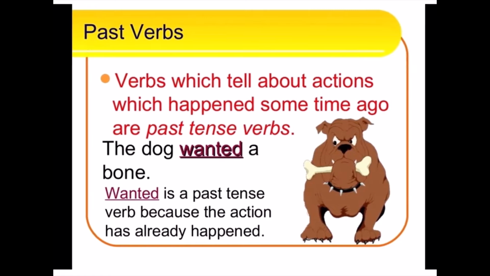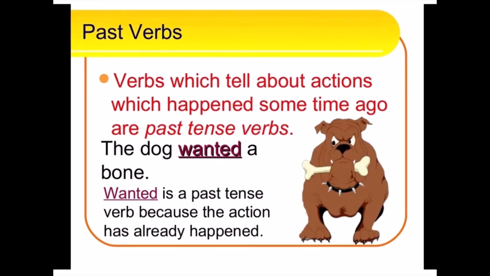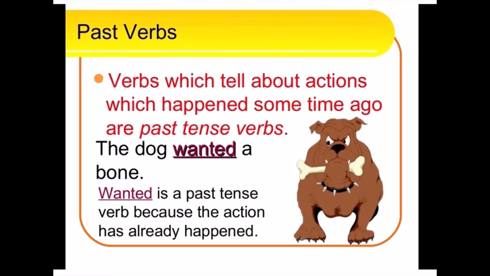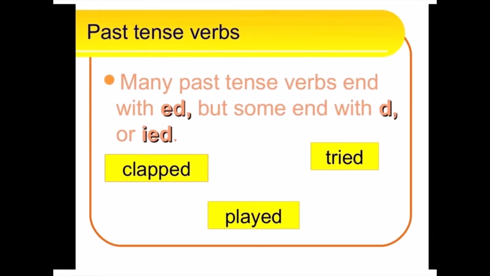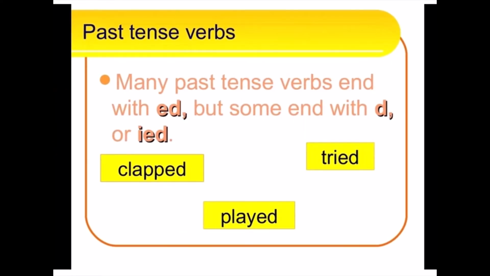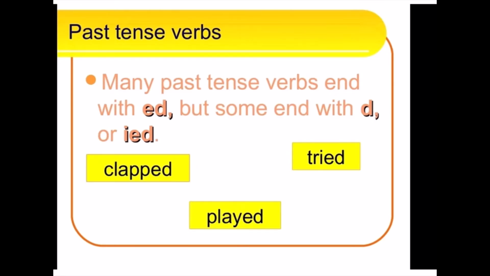Verbs that tell about actions that happened some time ago are past tense verbs. For example, the dog wanted a bone. Wanted is a past tense verb because the action had already happened. Many past tense verbs end in ed or d. For example, closed, tired, flied.